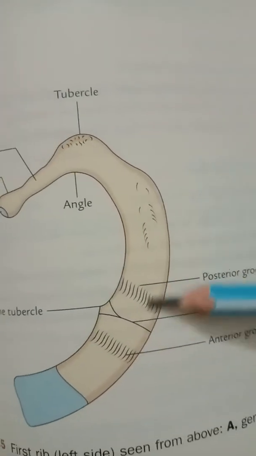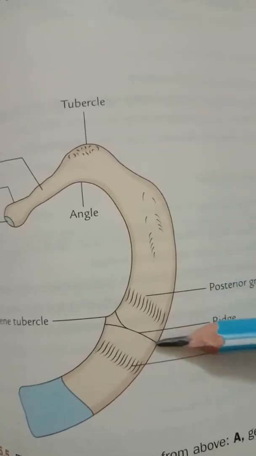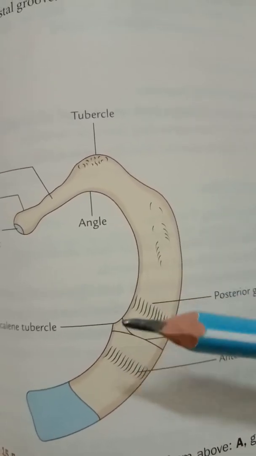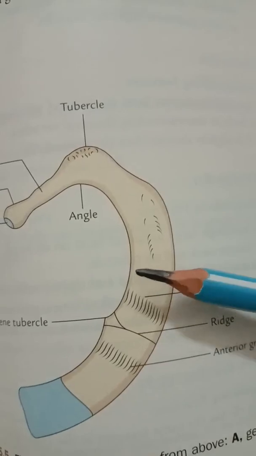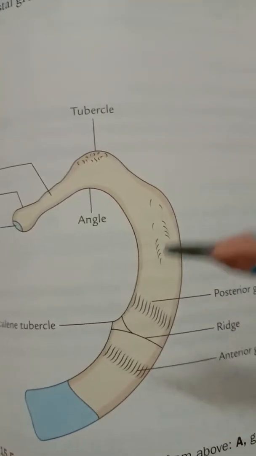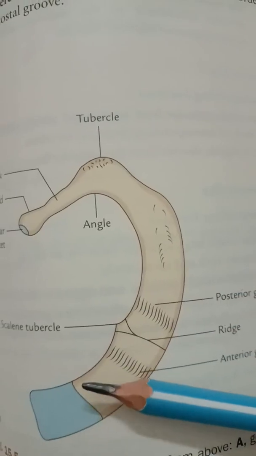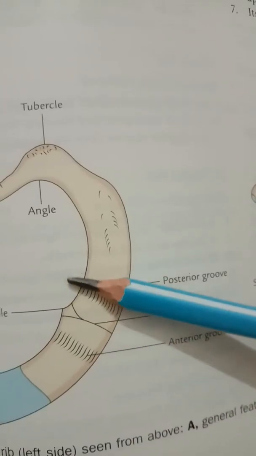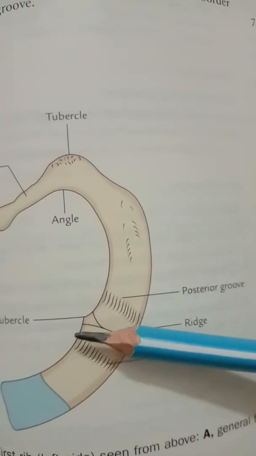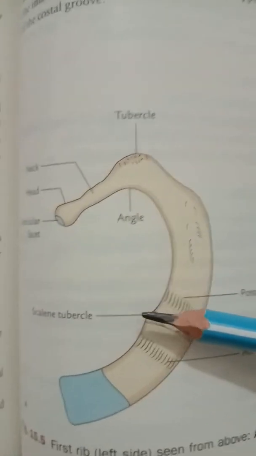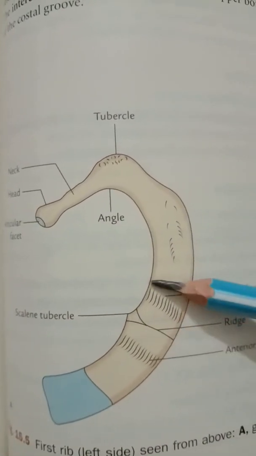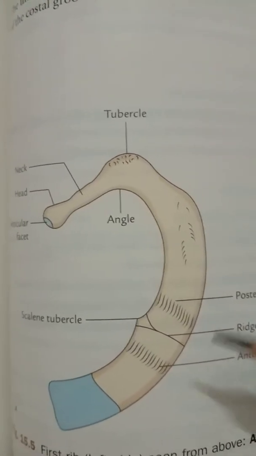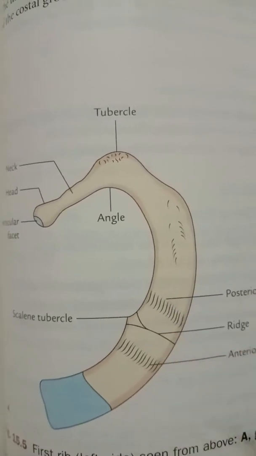Then the shaft. The shaft is also called the body. It has two surfaces and two borders. The two surfaces are the upper surface and the lower surface. The upper surface is marked by two shallow grooves, which are separated on the inner border by a tubercle called the scalene tubercle. Then the lower or inferior surface is smooth and has no costal groove.